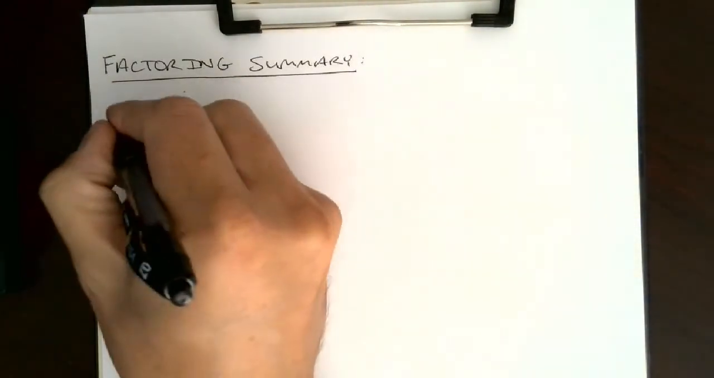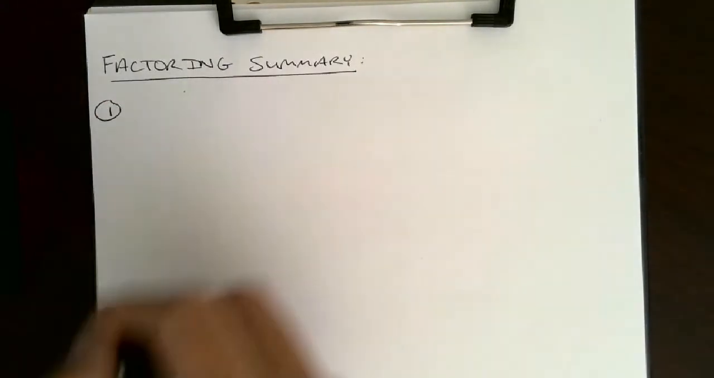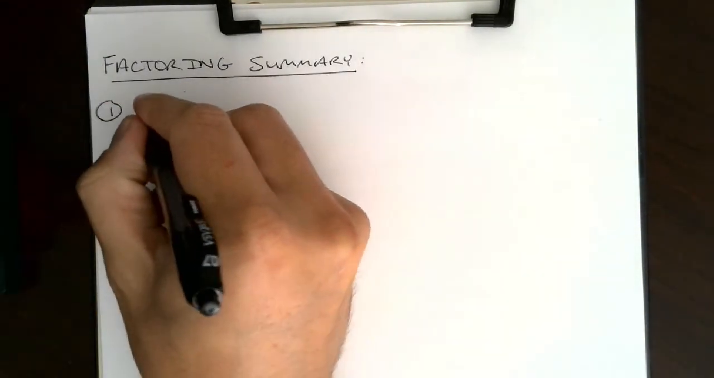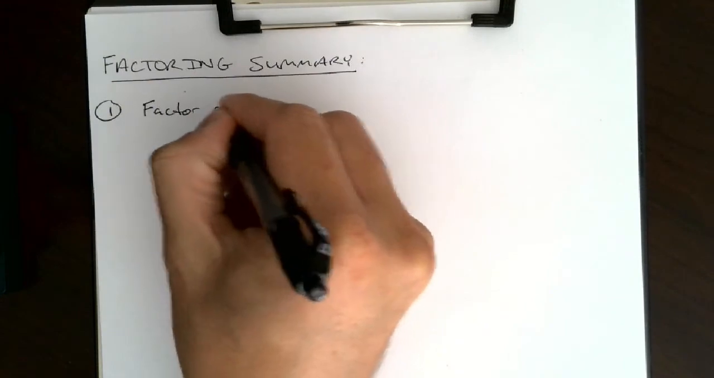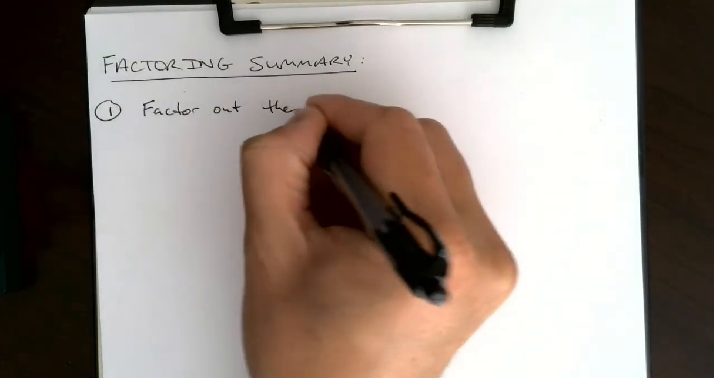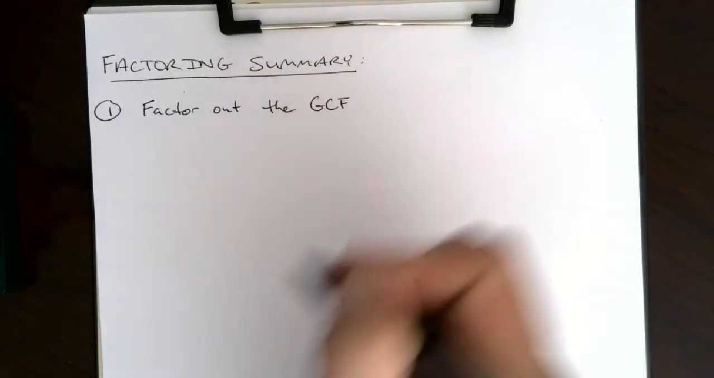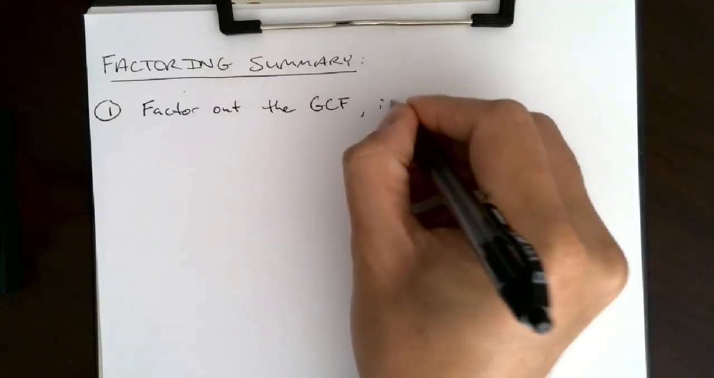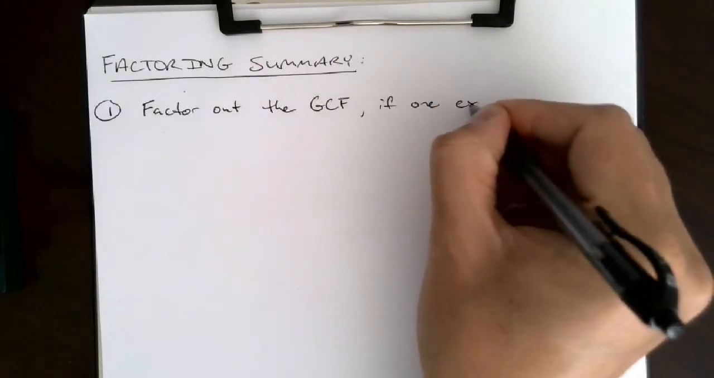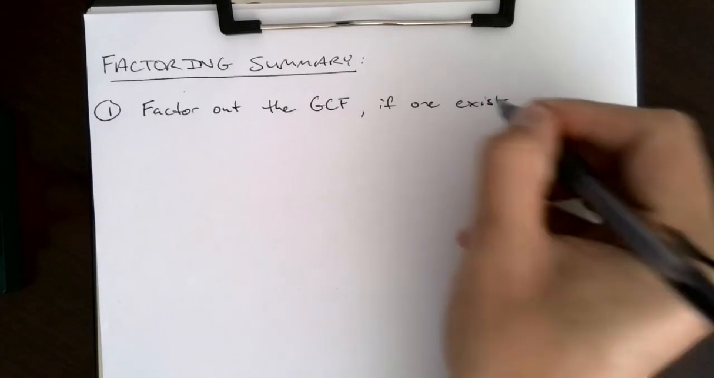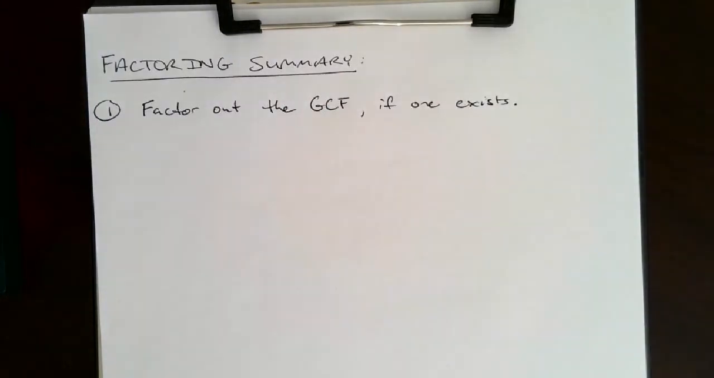So the first thing when you're factoring is to factor out the GCF, the greatest common factor, if one exists. The first thing you always look for when you're factoring is a GCF. If there is a GCF other than one, you factor it out to the front. If there isn't one, then you'll proceed.